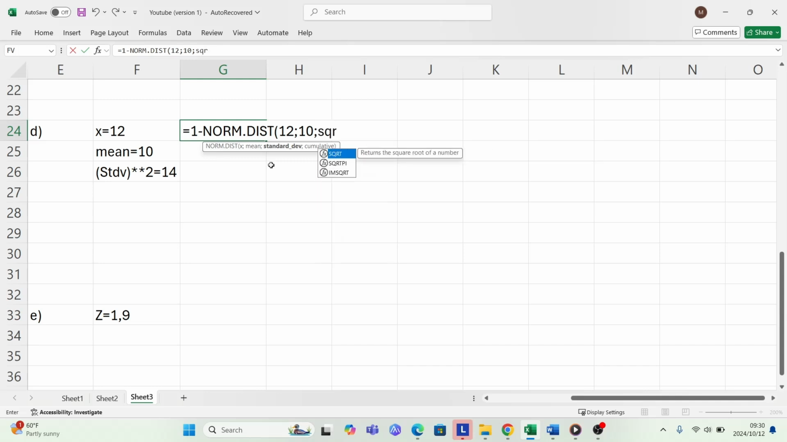So for square root, we can just say SQRT. This is your square root, and now our standard deviation squared is 14, close bracket, comma, 2, enter.